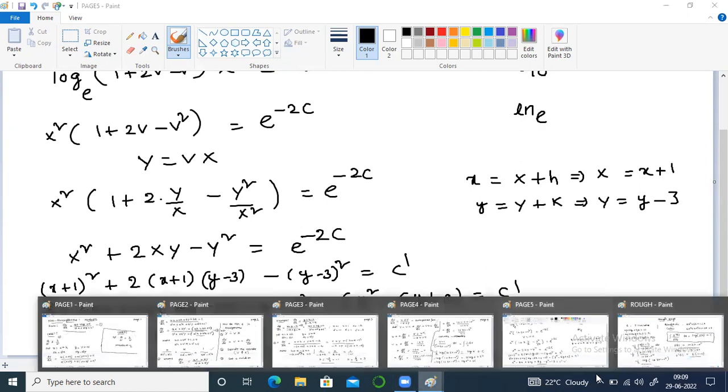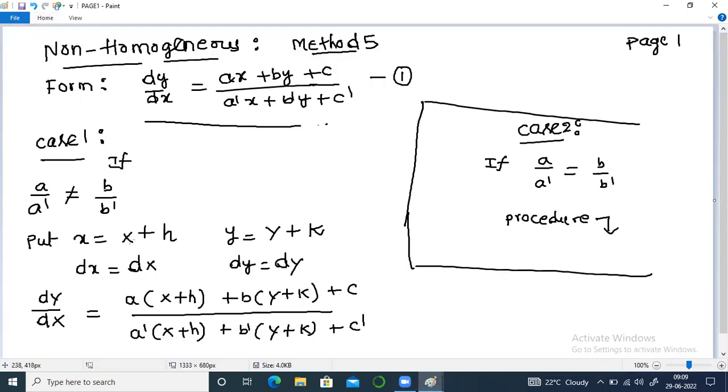Now, I will show you what we have done in page 1. In page 1, method 5, non-homogeneous form, we have taken dy over dx is equal to ax plus by plus c. Because of the c and c dash, the equation becomes non-homogeneous. So to remove that term, we have taken case 1. Of course, case 1, case 2, there are two cases. In case 1, I have to remove the c and c dash. So to remove c and c dash, I have taken x is equal to capital X plus h, small y is equal to capital Y plus k. This procedure I have followed.